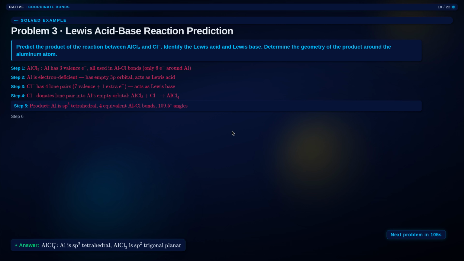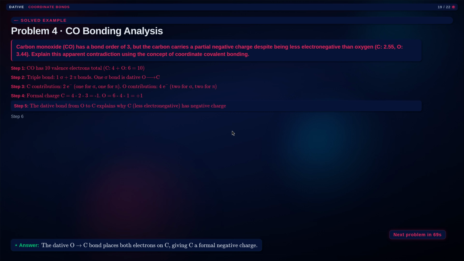Problem 4. CO bonding analysis. Step 1. CO has 10 valence electrons total. Step 2. Triple bond with 1 sigma and 2 pi bonds. 1 sigma is dative from O to C. Step 3. Carbon contributes 2 electrons, oxygen contributes 4. Step 4. Formal charge on carbon equals 4 minus 2 minus 3 equals -1. Step 5. The dative bond explains why less electronegative carbon has negative charge. Answer. The dative O to C bond gives carbon a formal negative charge.